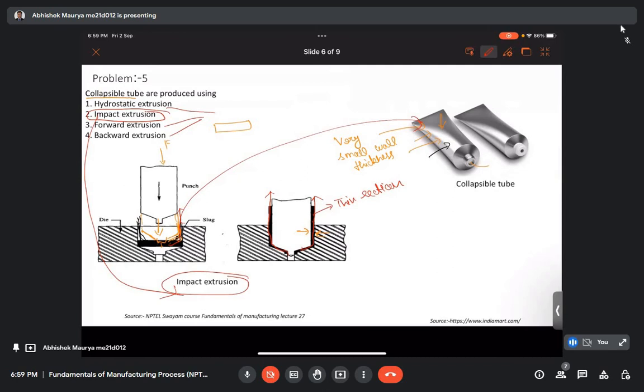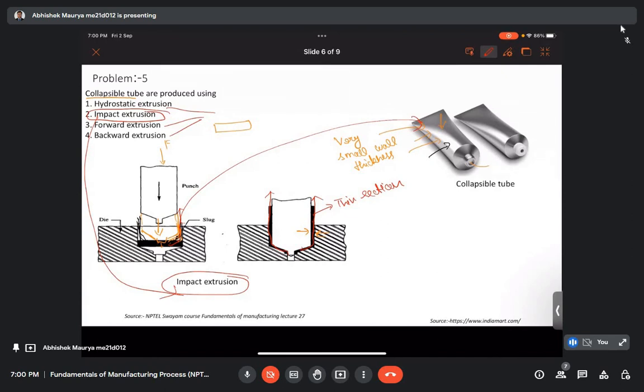There are other ways also to manufacture this kind of tubes that we will come to later in this course, that is deep drawing. But till now what we have studied, out of that, impact extrusion is the process through which we are able to produce thin-walled collapsible tube. So the correct answer is impact extrusion.